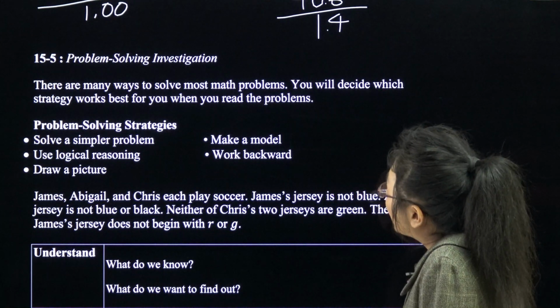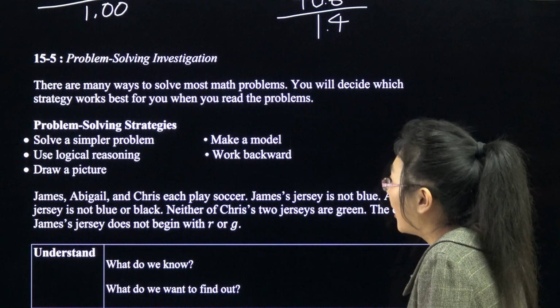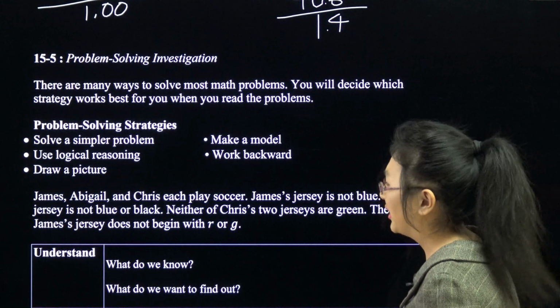You will decide which strategy works best for you when you read the problems. Yeah, that's usually how it works, you know.